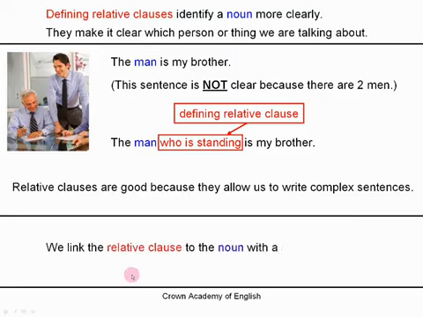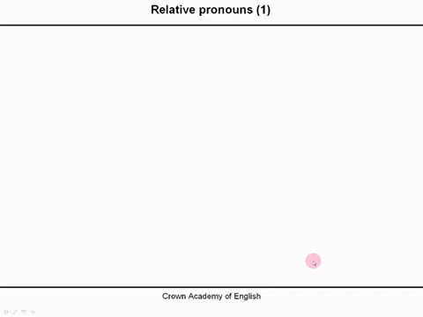And we link the relative clause to the noun with a relative pronoun. So this is the relative pronoun in this sentence. It is the word who. And it is a relative pronoun because it represents the noun man. Okay? So it takes the place of the noun man, and that links it to the whole of the relative clause. Who is standing? And we will look at all of these relative pronouns in detail.